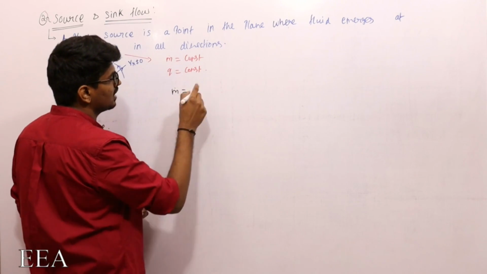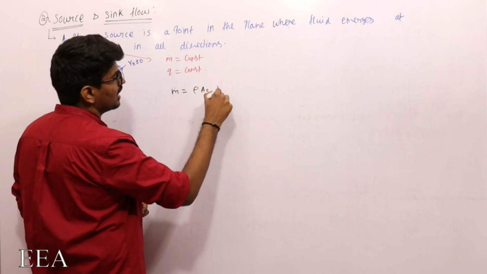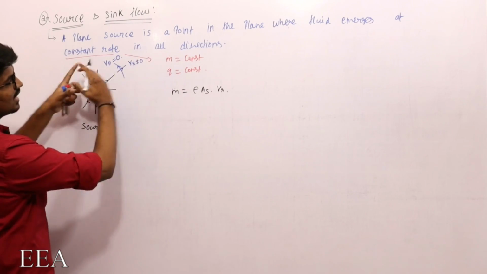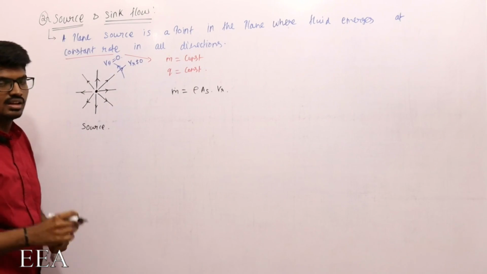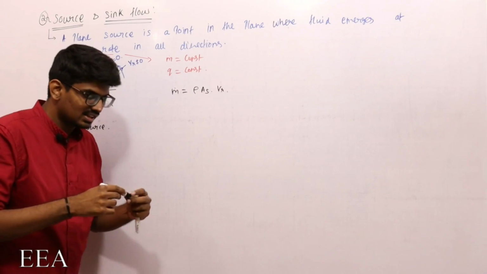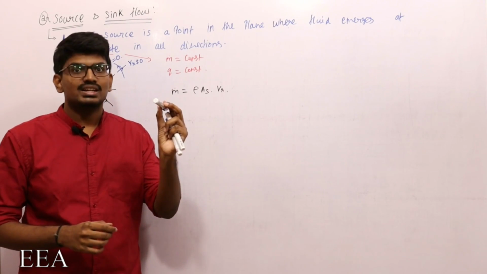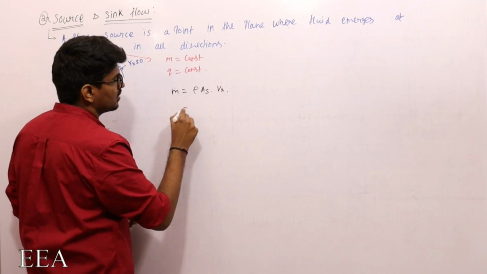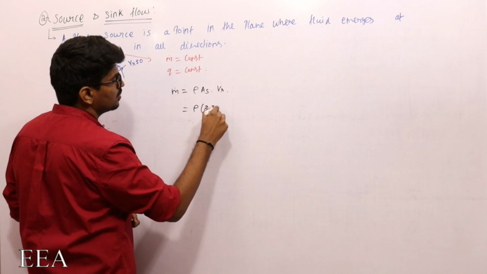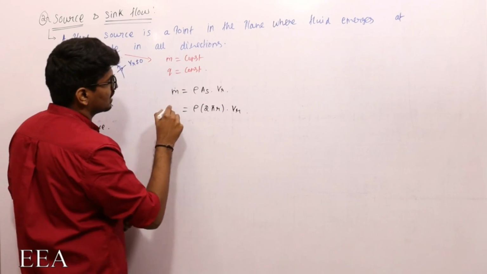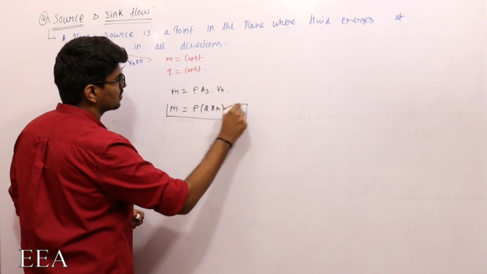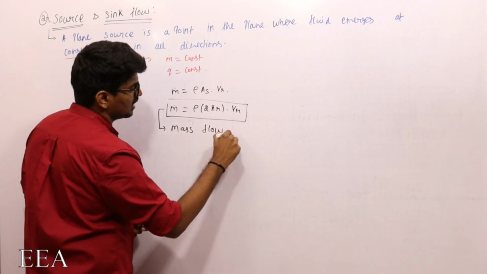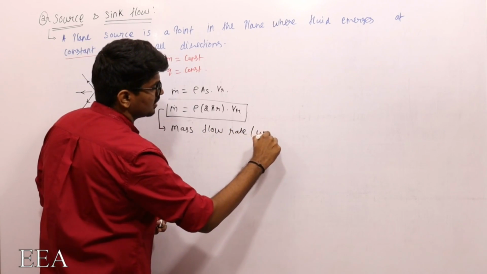So mass flow rate will be rho into surface area into radial velocity, because the fluid is leaving, right? Fluid is leaving radially only, so I need to take surface area only. And what is my surface area here? I already said that I am going to take it per unit length, so length will be 1. So simply this is going to become rho into 2 pi r into Vr. So this is my m dot, and the term is called mass flow rate per unit length.